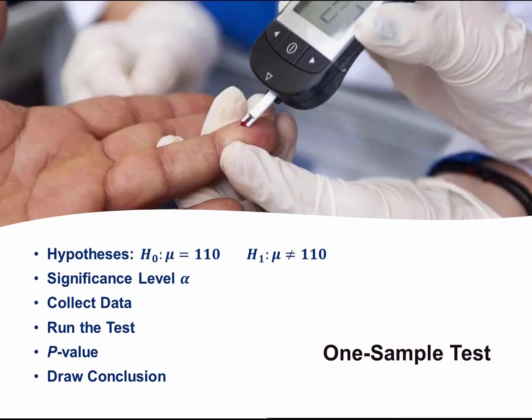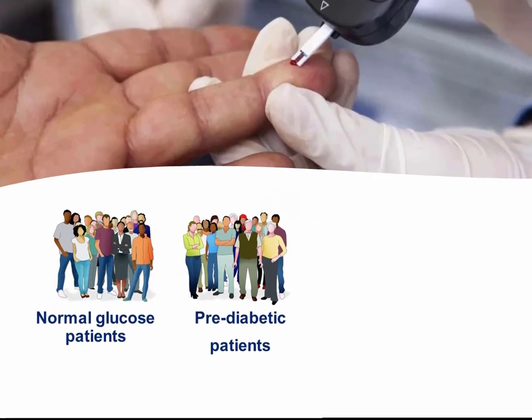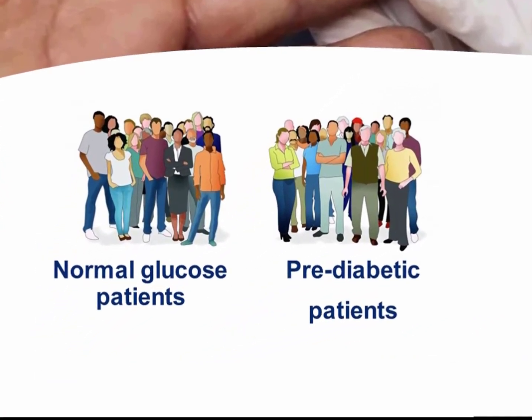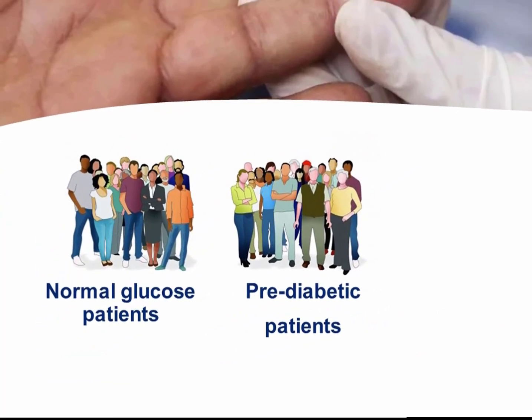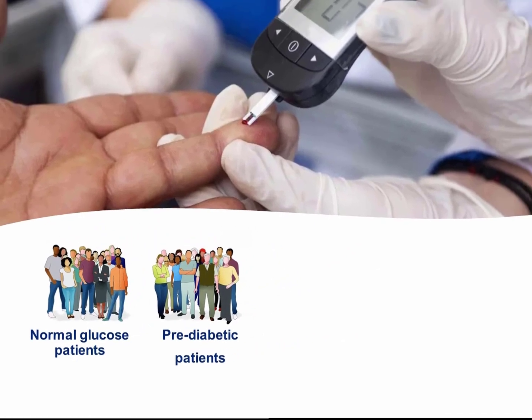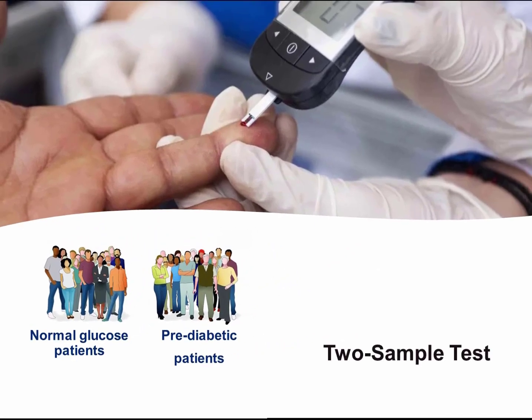Now, let's say that instead of comparing glucose concentrations to 110, the researchers want to find out if there's a difference in average glucose concentration between pre-diabetic patients and those with normal glucose levels. In this case, we're looking at two distinct populations, so we'll need a two-sample test. The procedure is pretty similar to a one-sample test, with a few differences that we'll discuss.